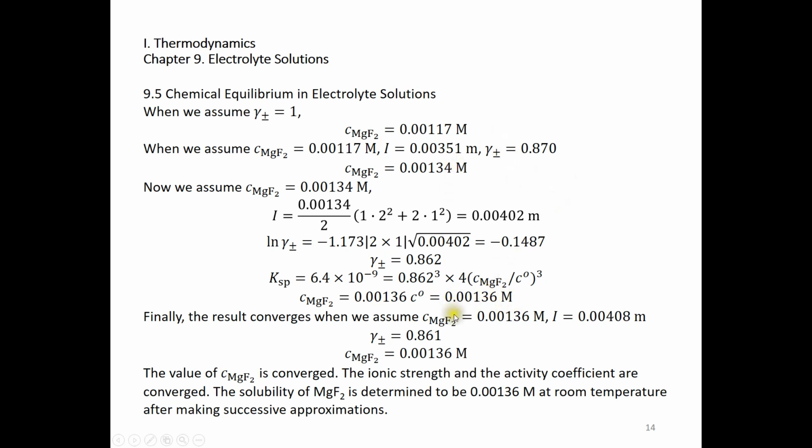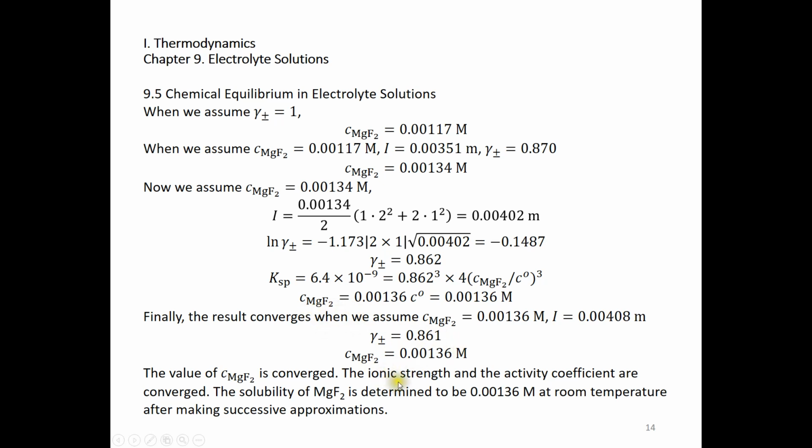Now we're going to use this value, 0.00136 molar magnesium fluoride in water, to calculate the ionic strength again. Just by replacing this 134 with 136, we get a new ionic strength. We plug in the new value of ionic strength, we get the value of gamma again. Well, we keep doing this until the last two values of the concentration and gamma converge. And actually they do converge after one or more steps, and then gamma is actually 0.861. The concentration of magnesium fluoride is 0.00136 molar. And we know it's converged only because in the last two iterations we have the same value.